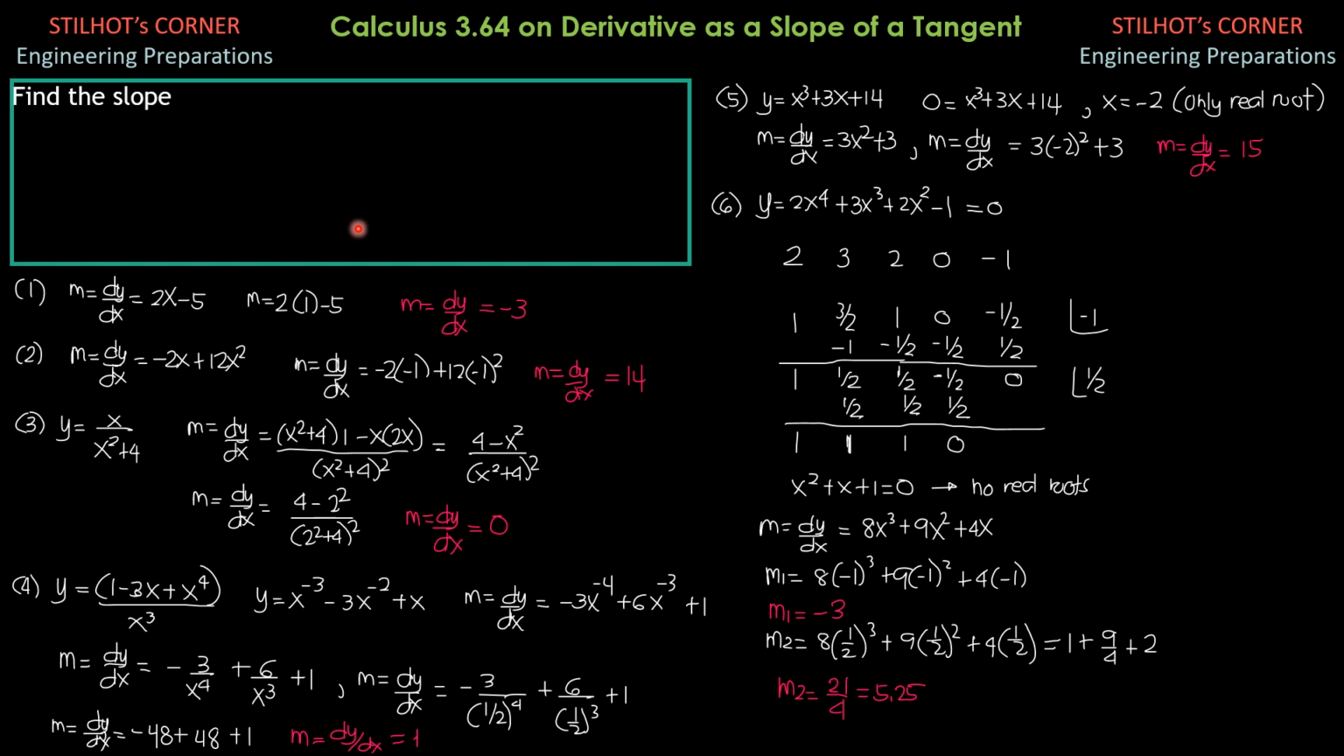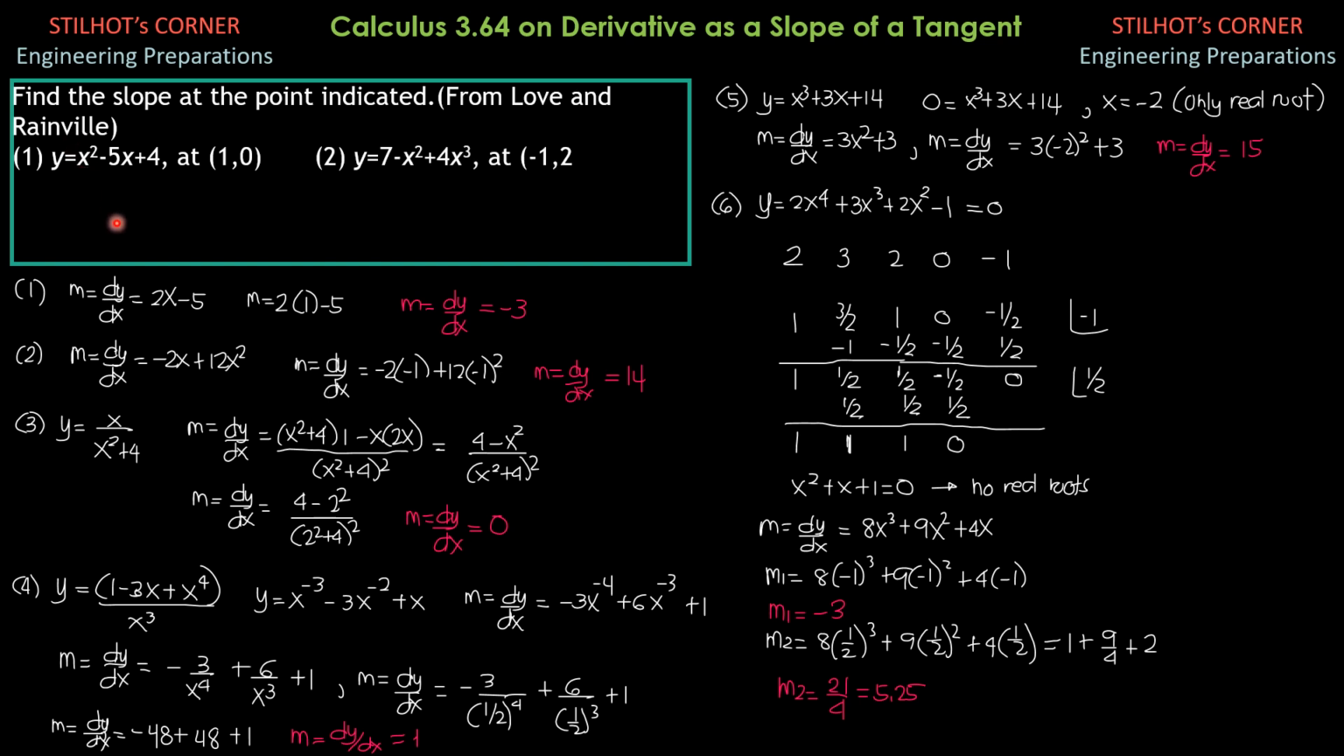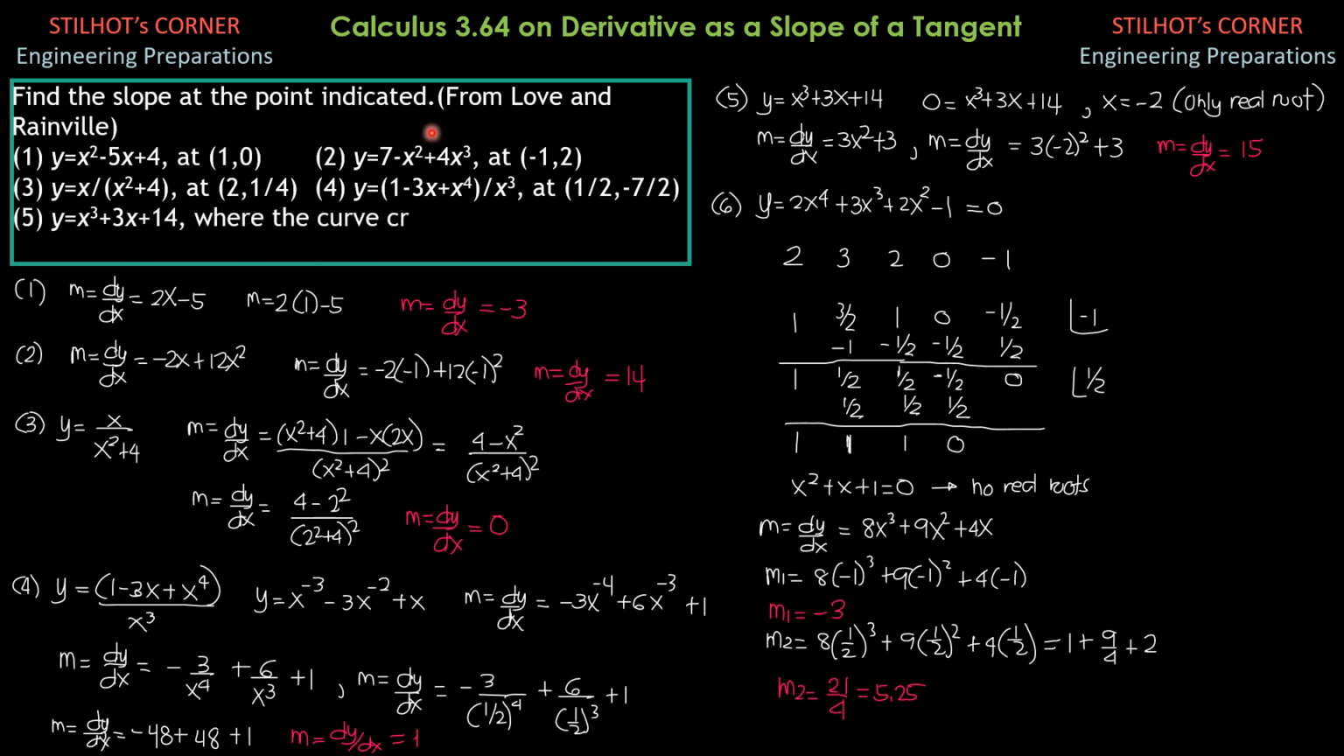So here is the problem. Find the slope at the point indicated. These problems are taken from the book by Love and Rainville, and the numbering is also the same.